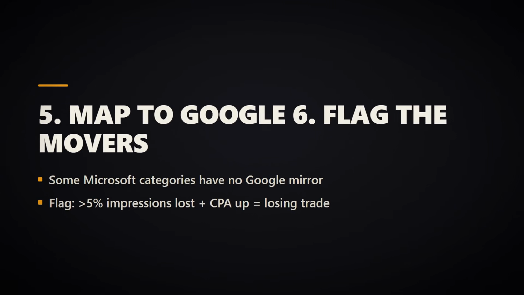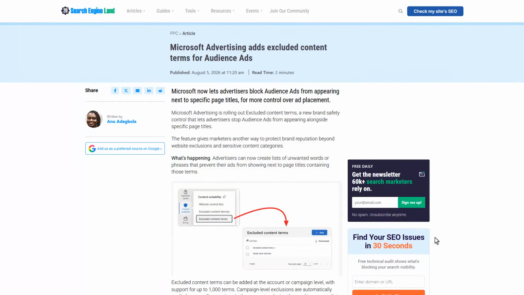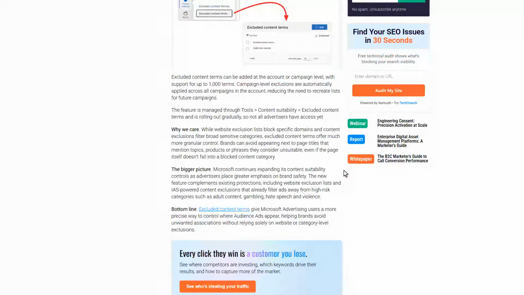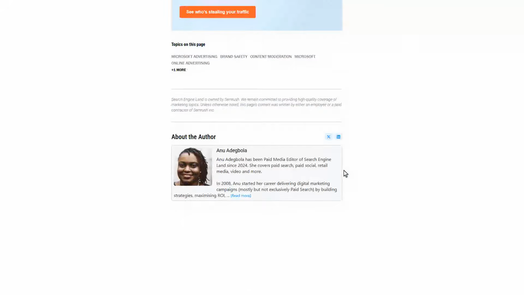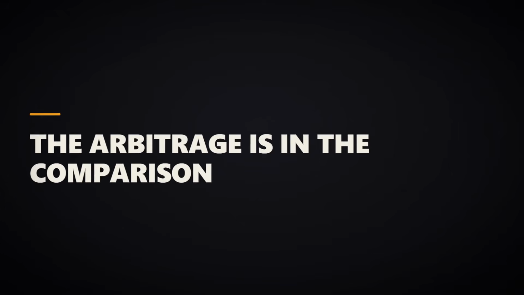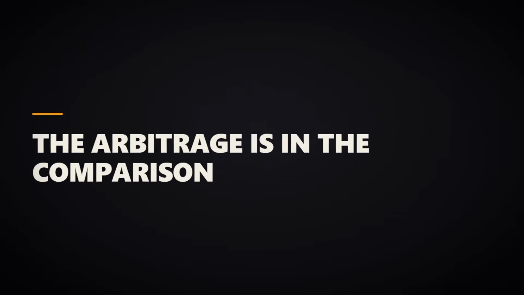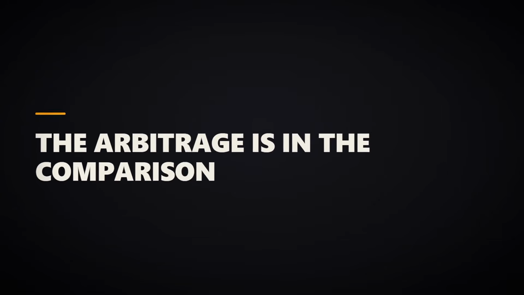Some will not have a mirror. Watch those ones. Step 6. Flag any category where excluding it drops more than 5% of impressions but adds cost per acquisition. The losing trade. Rehook, I said the last thing is where the arbitrage lives.